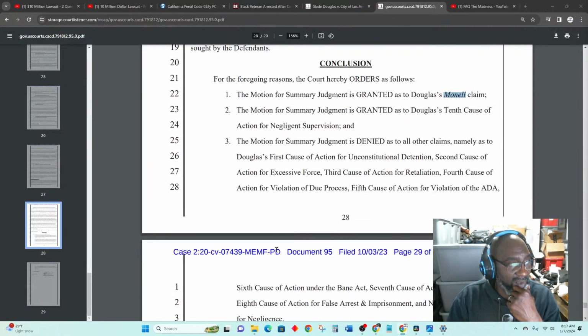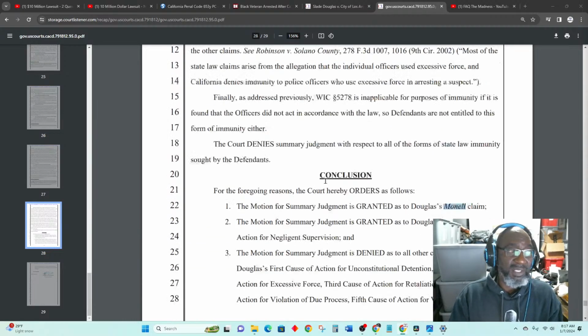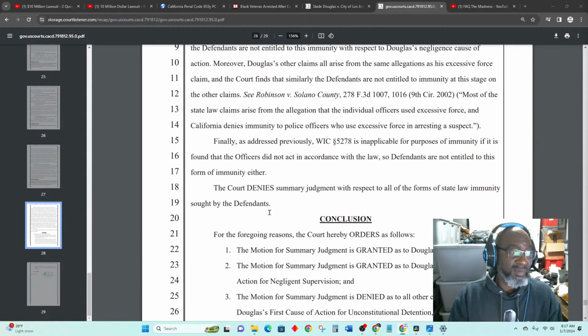So, summary judgment is denied. Now, the judge is basically saying that they're just not going to order it. But there's going to be a trial that occurs for all of the other things. And then, they did make a summary judgment with regards to qualified immunity.